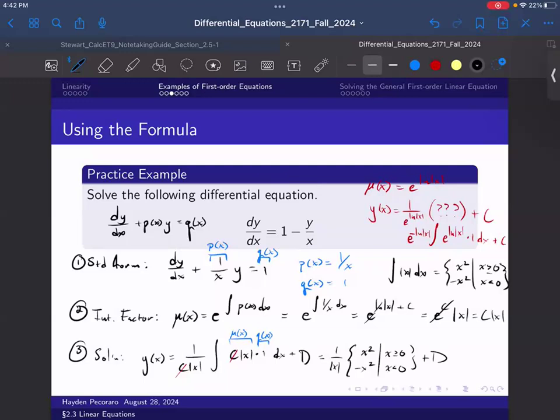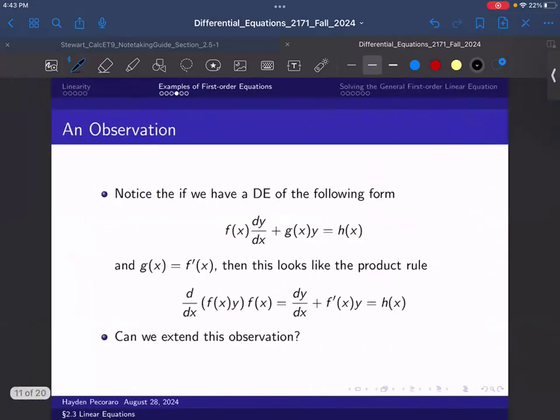And you should get, what is x squared divided by absolute value of x? Not something nice. So, actually, okay. This is x and minus x for, you can go through this and check if you want, but this ends up just being x. Okay, so that's using the formula.